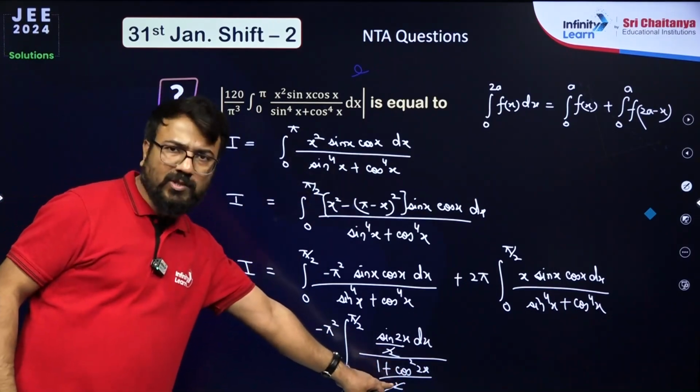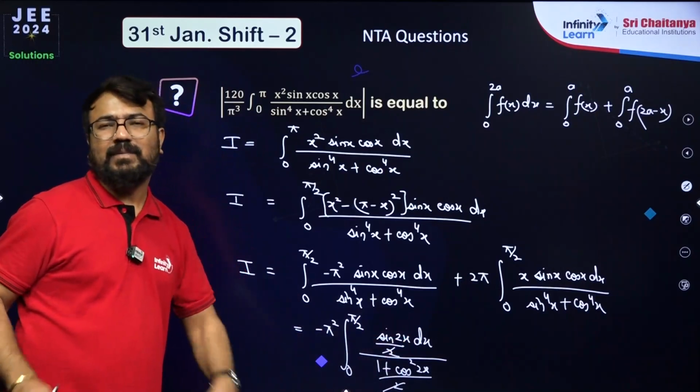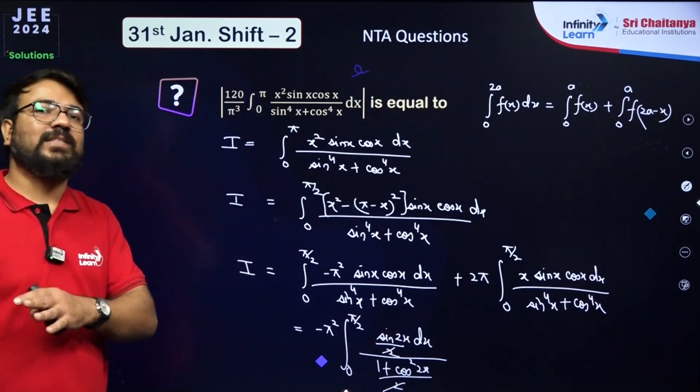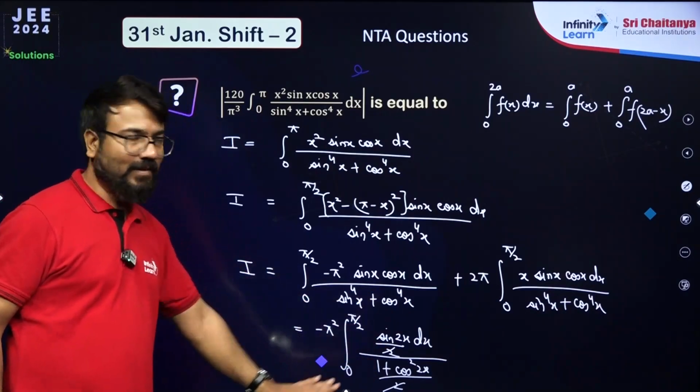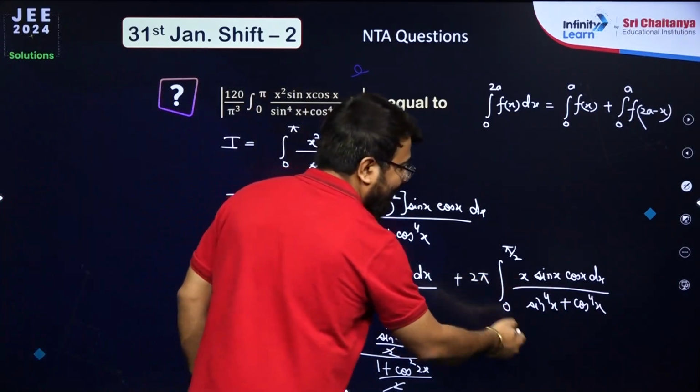Because if I assume cos 2x as t, then minus sin 2x into 2 dx will be dt, so this will become minus dt over 2. Integration by substitution will be applicable over here. And here I need to apply the King's rule.